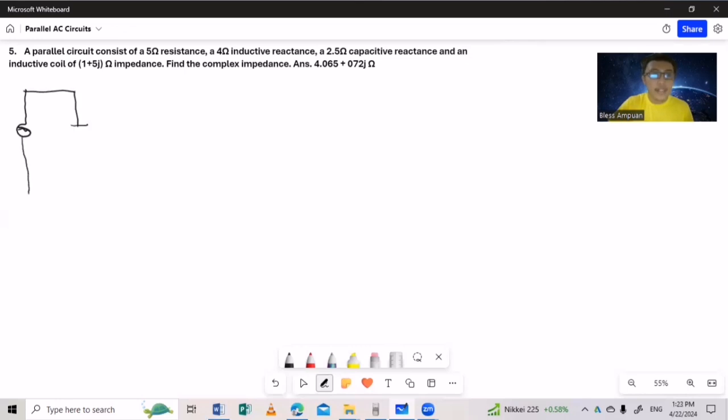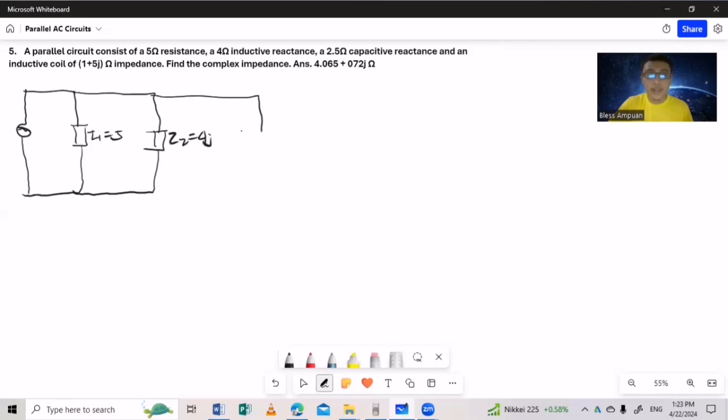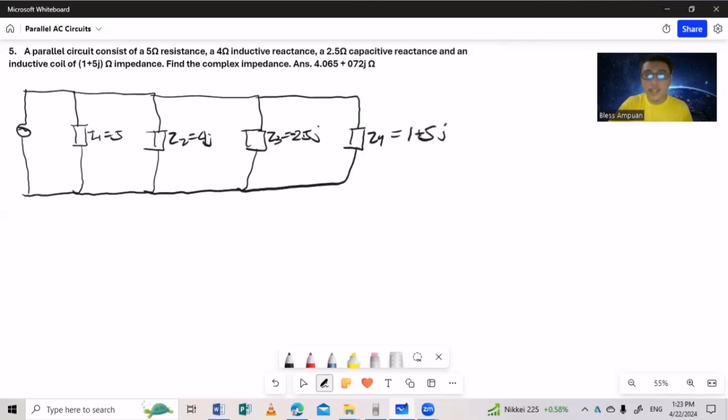So our first impedance, as stated here, this is our Z sub 1, is purely resistive. Our Z sub 2 is purely inductive, it is 4j. Then our Z sub 3 is purely capacitive, so this is 2.5j, and this is negative. And the last circuit branch is related to 1. Our Z sub 4 is 1 plus 5j.